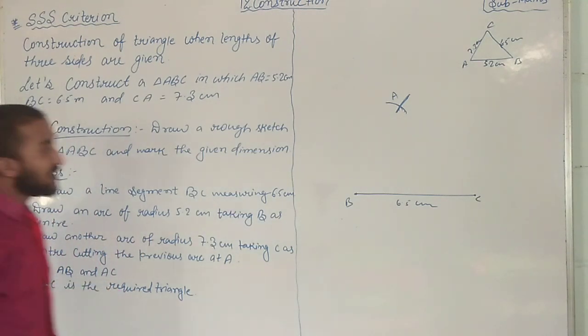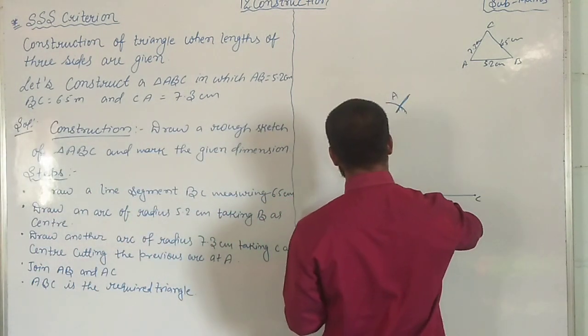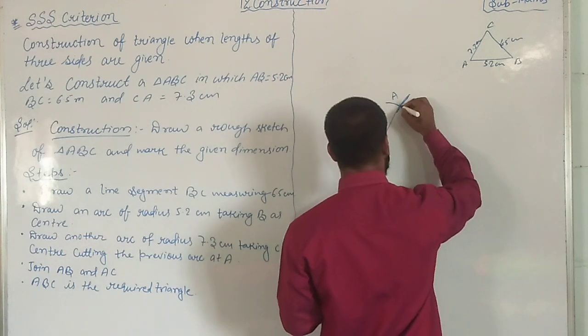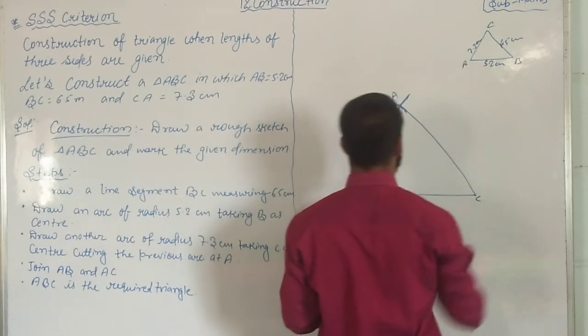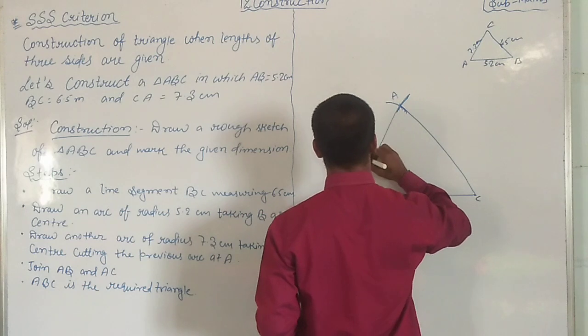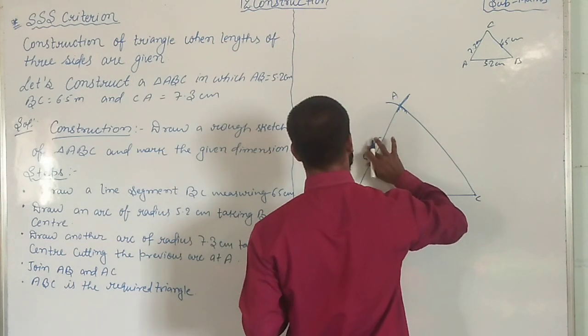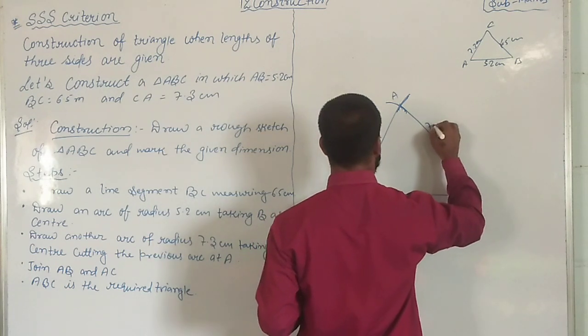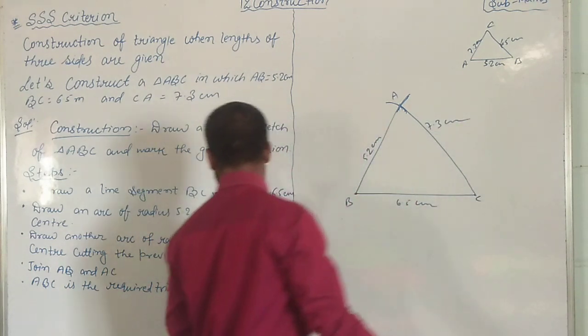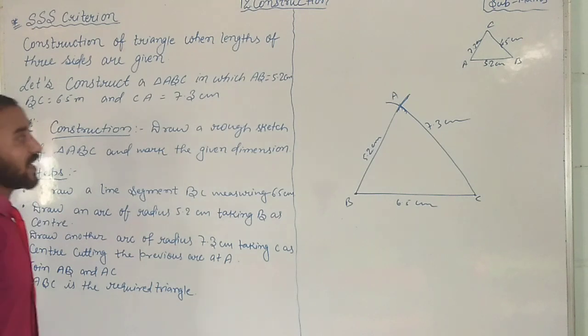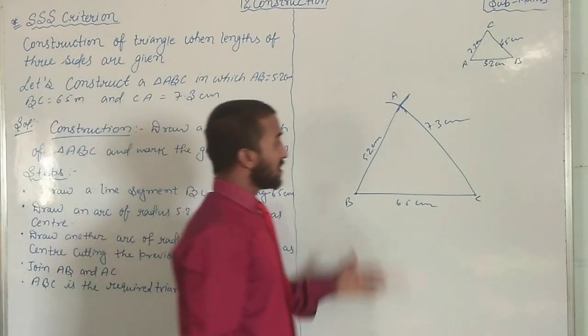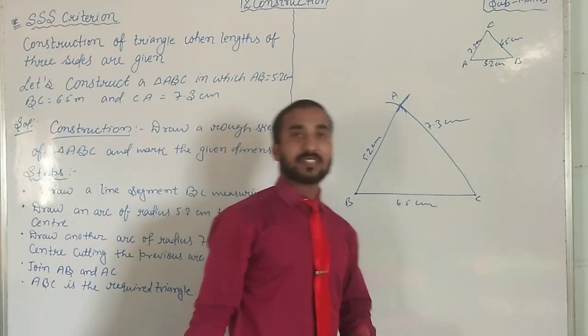Join AB and AC. It means now we will draw the line AB and this is AC. Okay, students, it was 5.3 centimeter, 5.2 centimeter, and it was 7.3 centimeter. So, students, ABC is the required triangle. Now we will find that your triangle is formed.